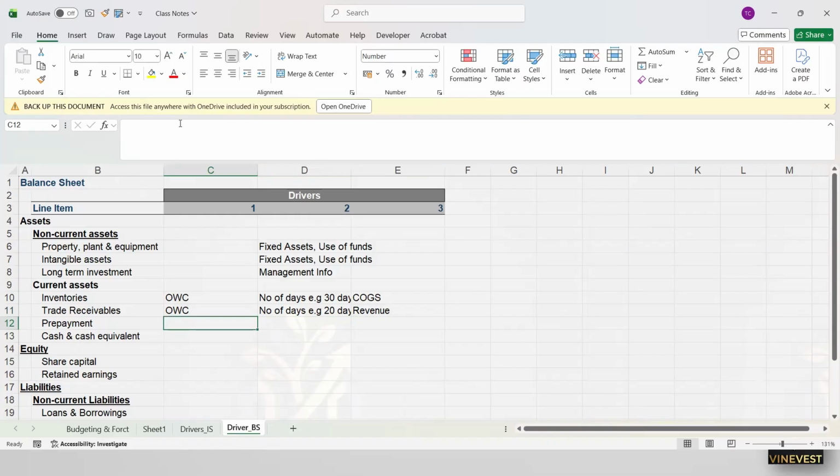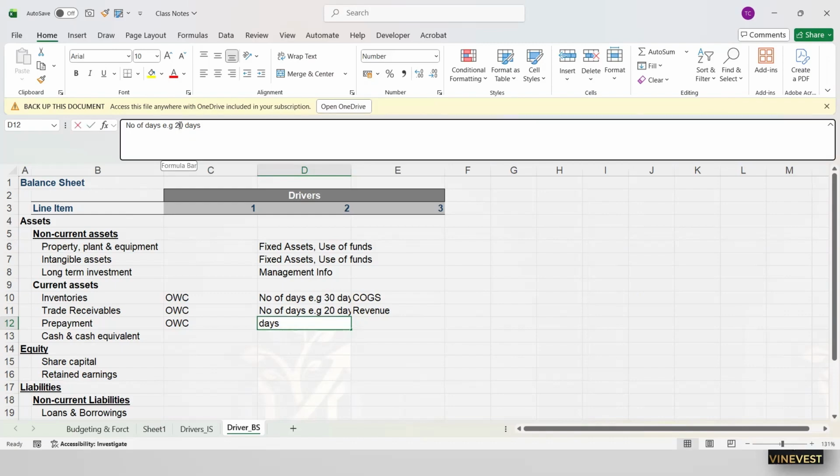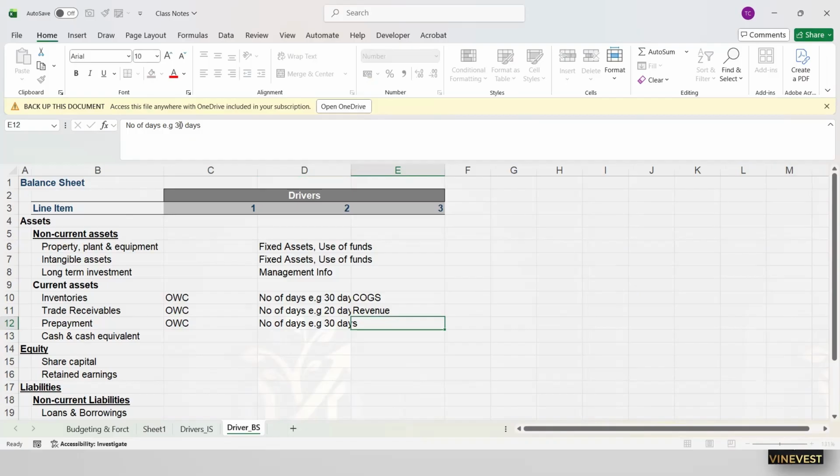So what about prepayment? This is also an operating working capital concept, right? And you can predict it or project it from the number of days. Prepayment, most times, okay, so we are going to go over this concept and we are going to understand how we are going to project our prepayment from number of days. And prepayment is basically a concept under our selling, general and administrative expenses.